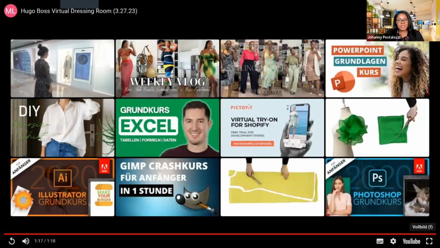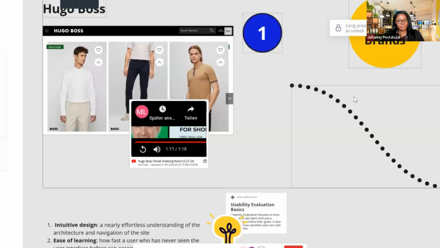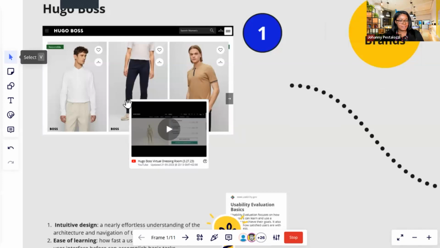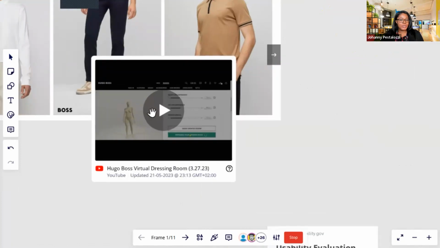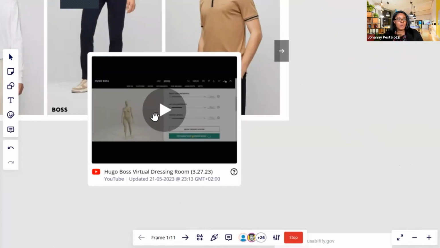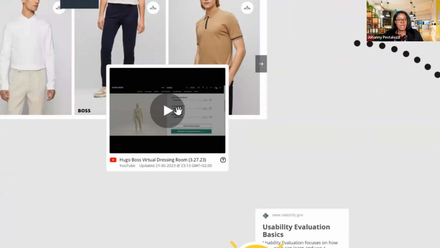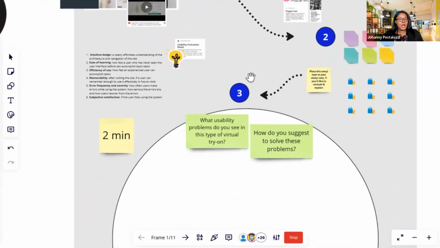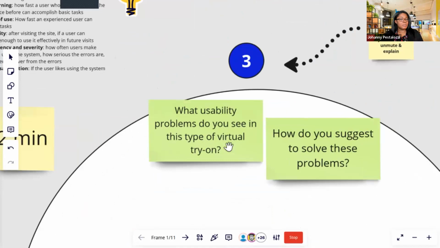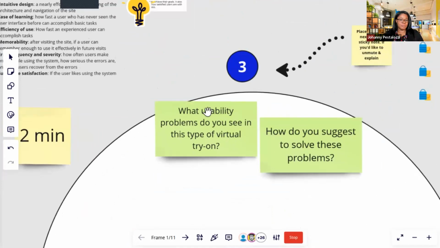All right, so it was a relatively short video, but it was good enough for you to get a taste. So essentially, you can select an avatar, then you can adjust it. You can either select a pre-made avatar, or put your own measurements and then select the clothes and then try it on the avatar and quickly complete the purchase. So now let's answer these questions. What usability problems do you see in this type of virtual try-on from what you have seen so far? And how do you suggest to solve these problems?